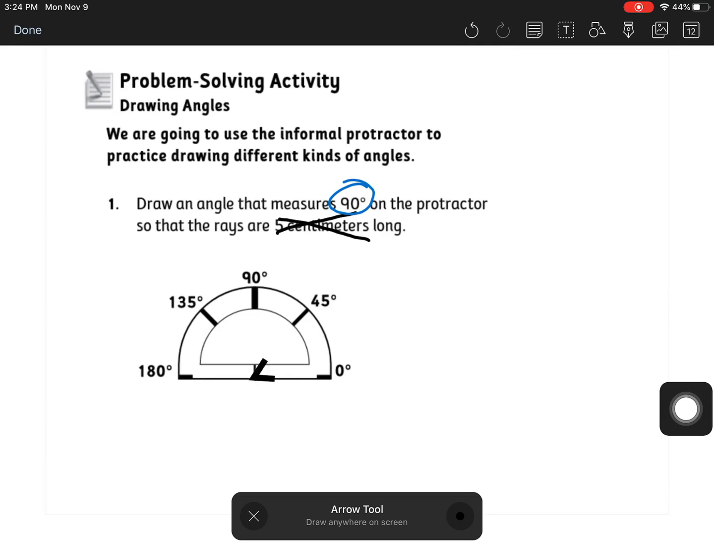Start there, and then your initial ray is what we call it. The first one always goes out to 0. So you just make a horizontal ray that goes out to the right. That's the way we start. And then we want to go 90 degrees. So we go back to this spot and we go straight up through 90 the best that we can, and that is going to give us our 90-degree angle. Okay. I want a little bit bigger there.